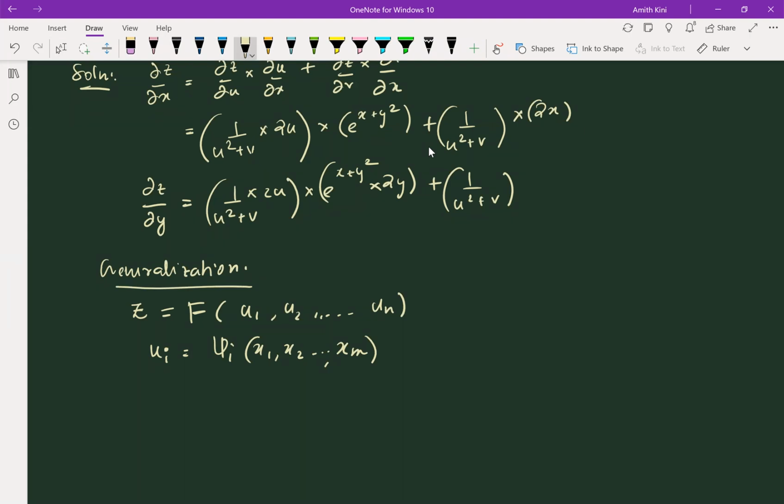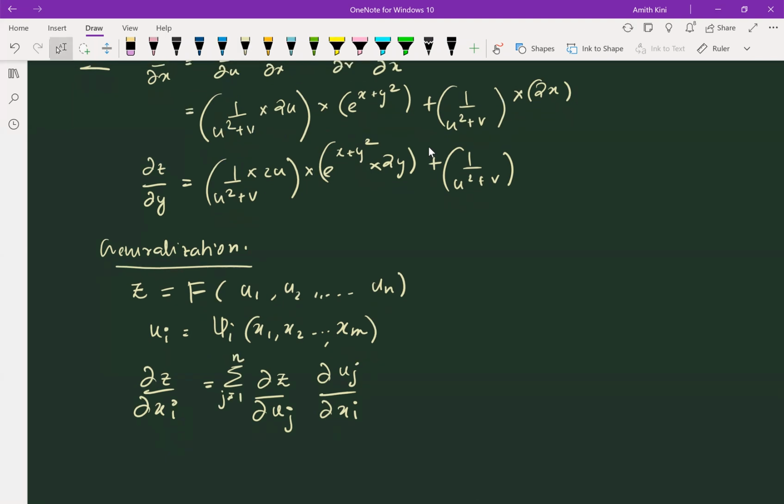Now, if you have to find del z by del xi, what would you have to do? First, differentiate z with each of the direct variables, and then differentiate that variable with respect to the xi that you want, and add over all the values of j going from 1 to n. Did this make sense? It's exactly what we have done above.